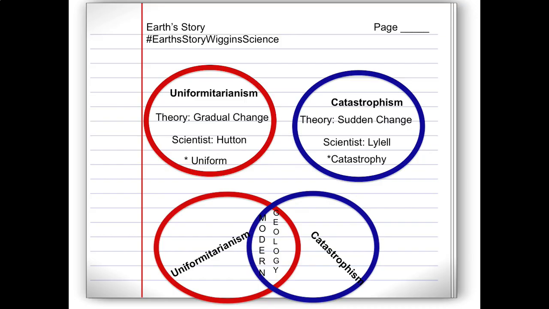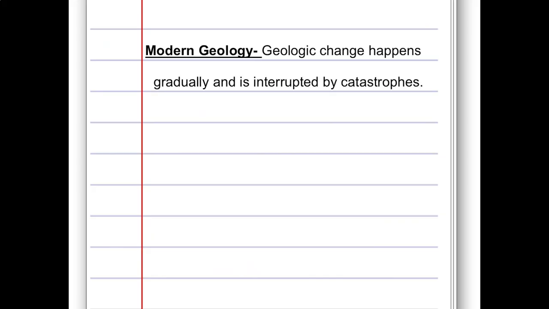So if you have space on the bottom, you can continue writing on the bottom. Other than that, turn your paper over to the back. And in the back, we're going to continue. We're going to talk about modern geology. And this is geologic change. Remember, geo means earth. So this is geologic or earth changes. Geologic change happens gradually. So the earth changes gradually. And then, bam, it's interrupted by a catastrophe. So geologic change happens gradually and is interrupted by catastrophes. Those are sudden changes. And that's how we understand the Earth to evolve and how it has developed over the 4.6 billion year age of the Earth.